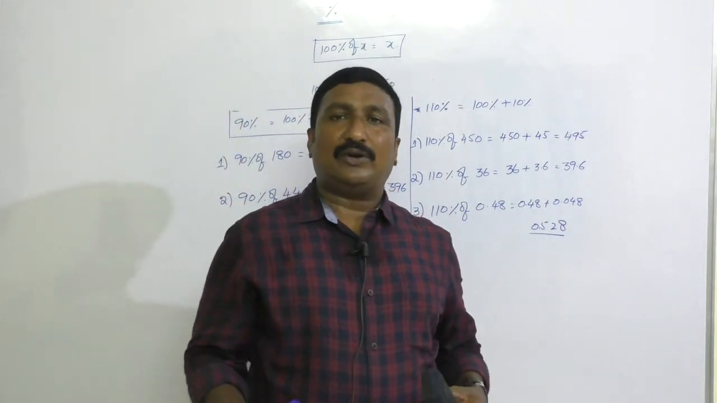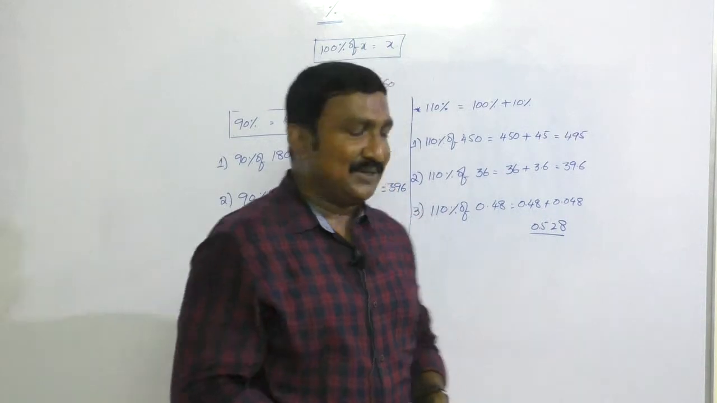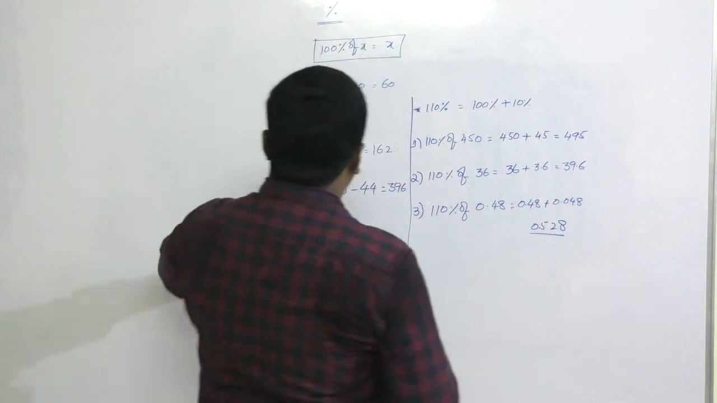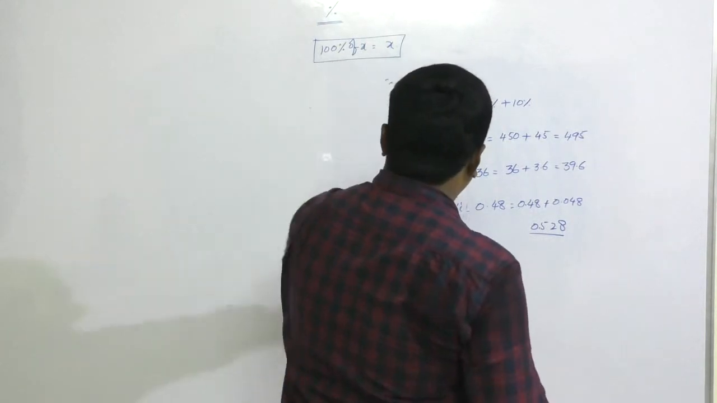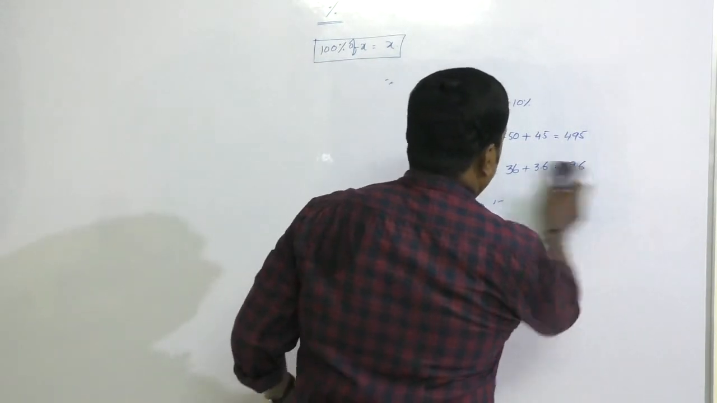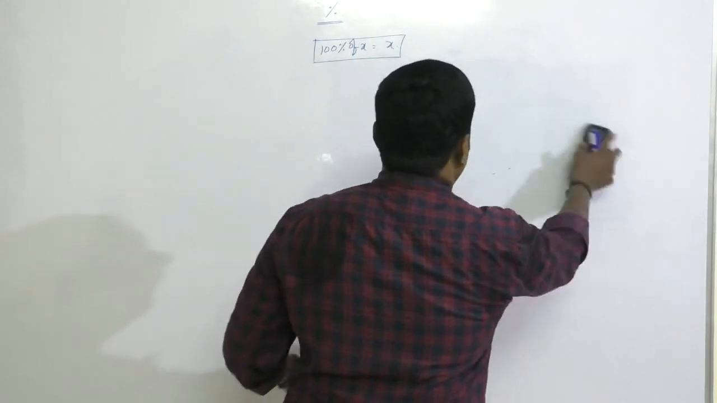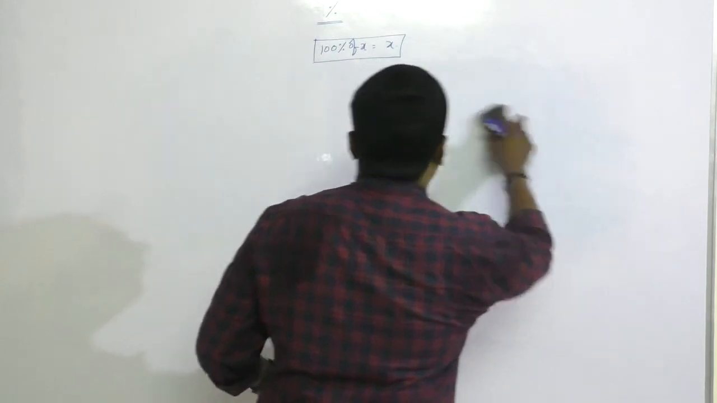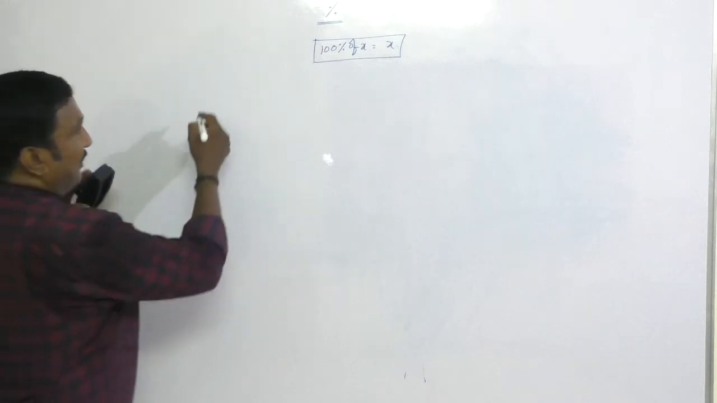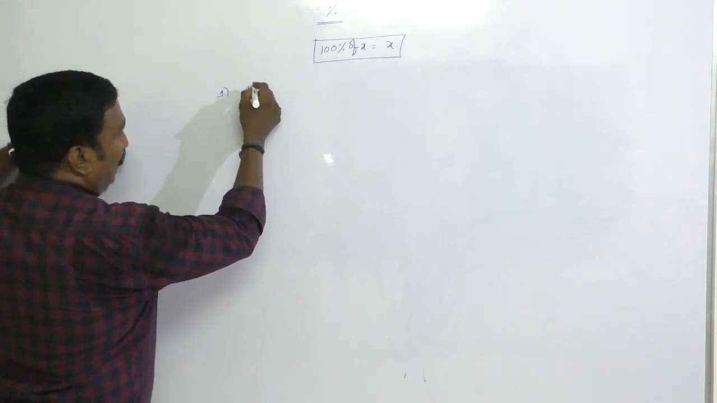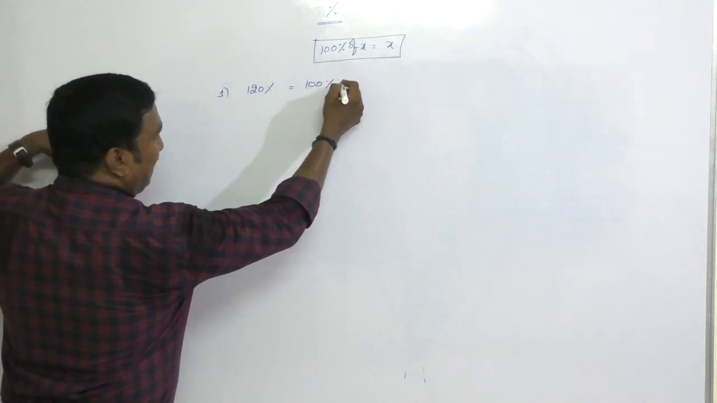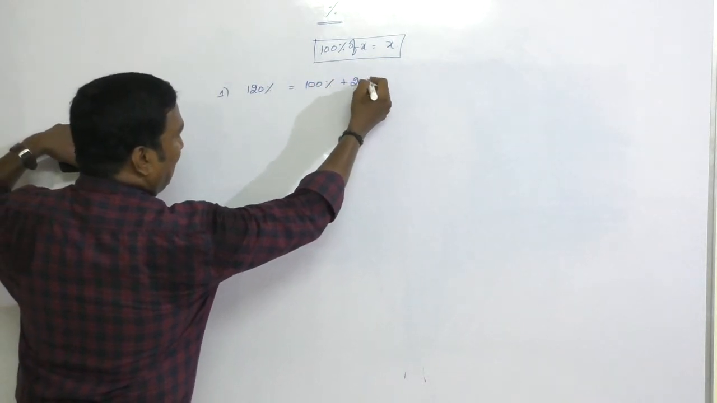Now how to calculate 120%, 130%, 140%? Now onwards I will tell you directly the values. Suppose I want to calculate 120%. 120% can be written as 100% plus 20%.